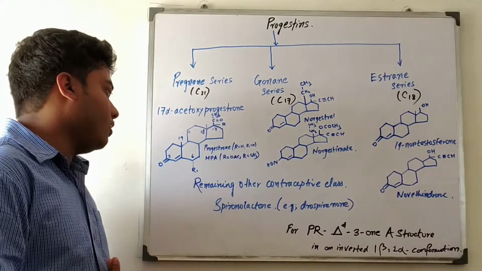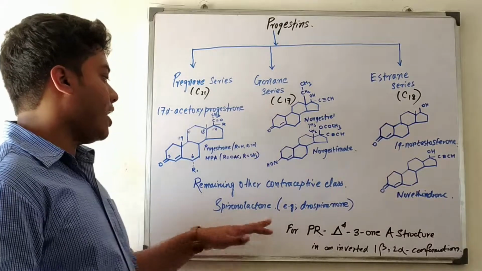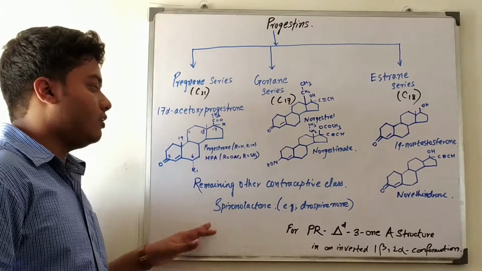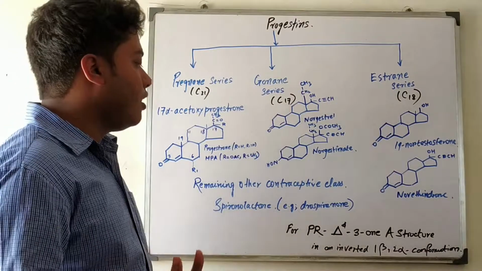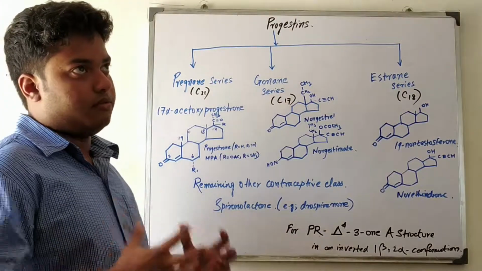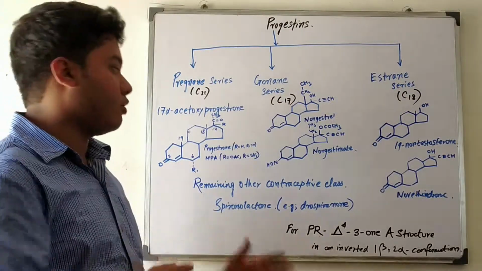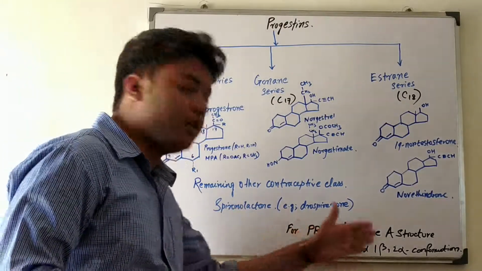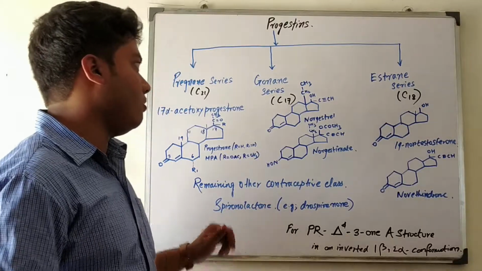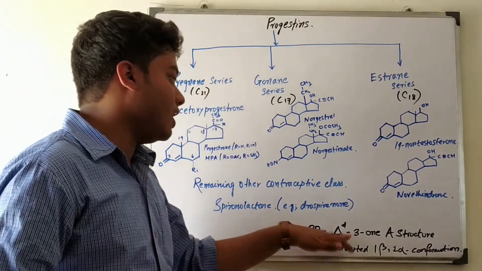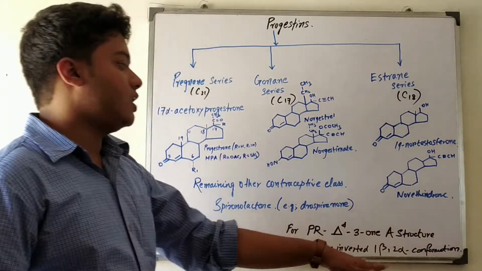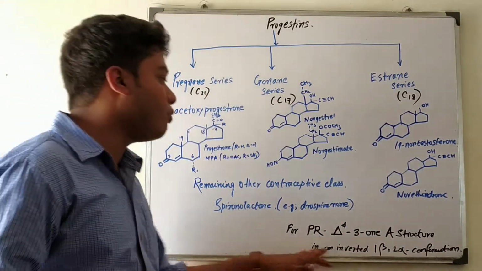The remaining other contraceptives are of the spironolactone group. The spironolactone group is present here, and the example is drospirenone. What is more important about the progesterone receptor is the structural requirement. The structural requirement for the activity of progesterone is the delta 4-3-one A structure in an inverted 1 beta, 2 alpha conformation. Now this is the protein conformation.